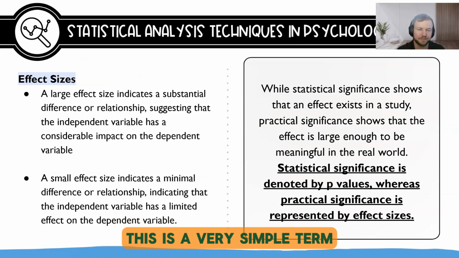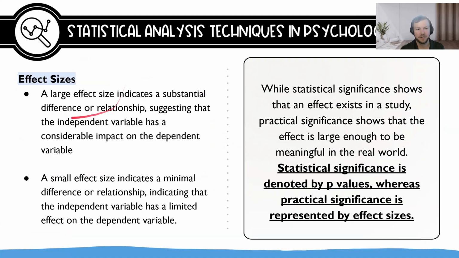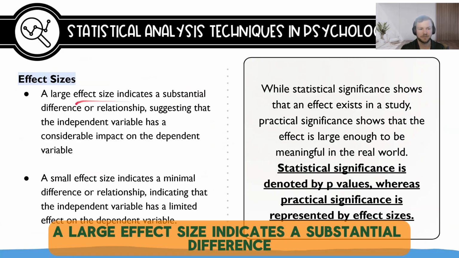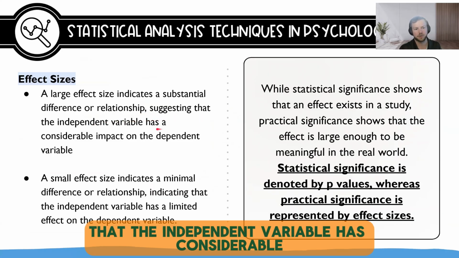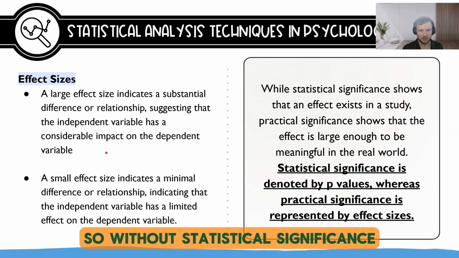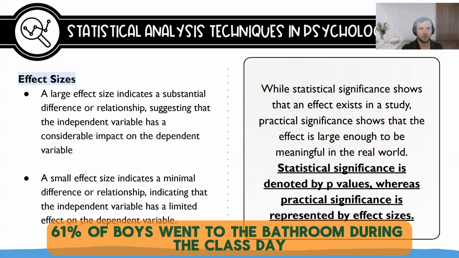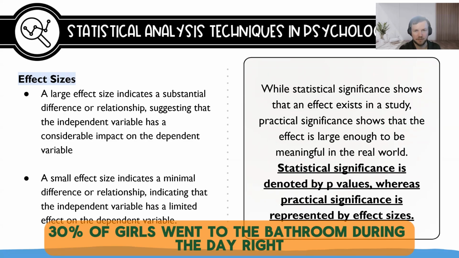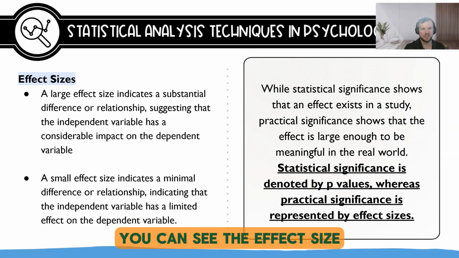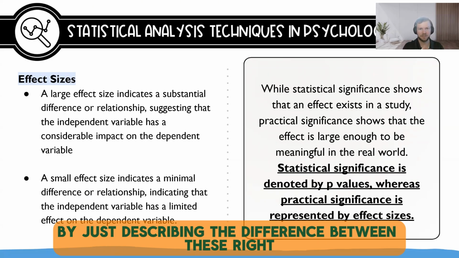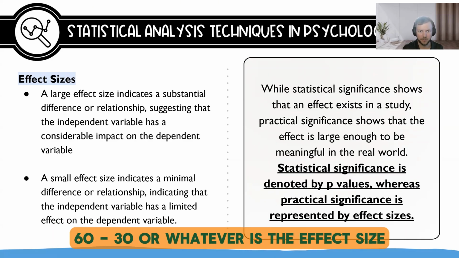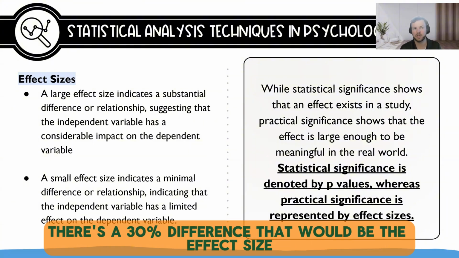This is a very simple term that you should be able to understand. A large effect size indicates a substantial difference or relationship, suggesting that the independent variable has considerable impact on the dependent variable. So without statistical significance, just ignore the p-value for now, you can see in descriptive statistics, right? 61% of boys went to the bathroom during the class day, and only 30% of girls went to the bathroom during the day, right? You can see the effect size by just describing the difference between these, right? 60 minus 30 or whatever is the effect size. There's a 30% difference. That would be the effect size, right?